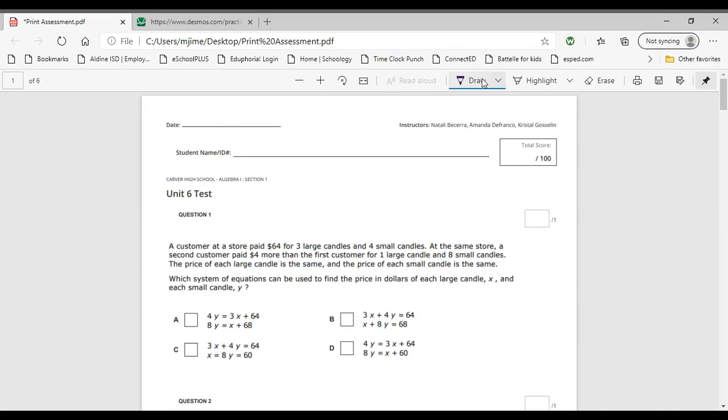This video is to show you how to solve these using elimination if that's what you like to do. Alright, you read the word problem, you figure out what they want you to do. The large candle is X, so everywhere you see large candle, it would be an X. Everywhere you see small candle would be Y.